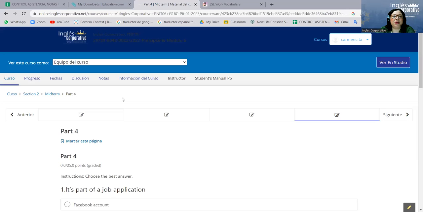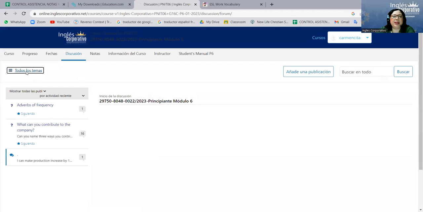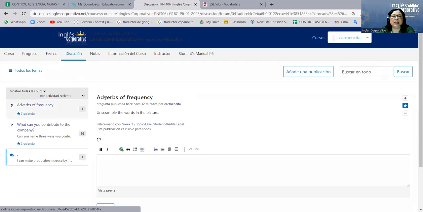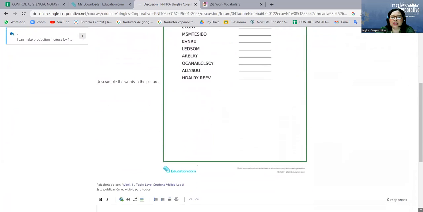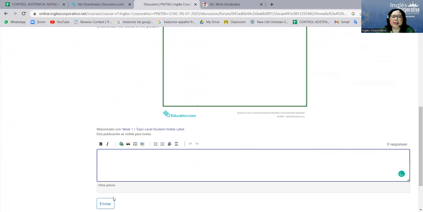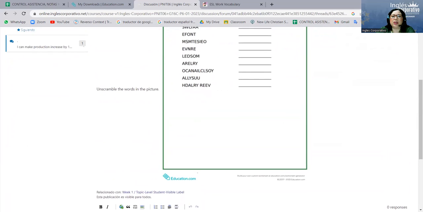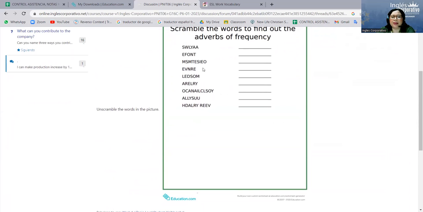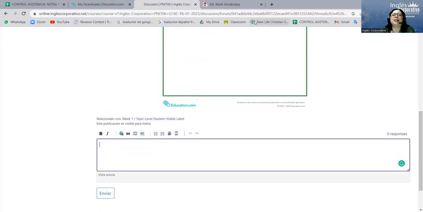So here it is. You go to the discussion label, and go to all topics and go to adverbs of frequency. And you have to unscramble each one. Then when you are unscrambling this, you write your answer and submit your answer. So you can separate each one with commas, okay? For example, you write the first one, comma. The next one, comma. All right? ¿Sí se entendió lo que van a ir haciendo mientras yo tomo la asistencia?